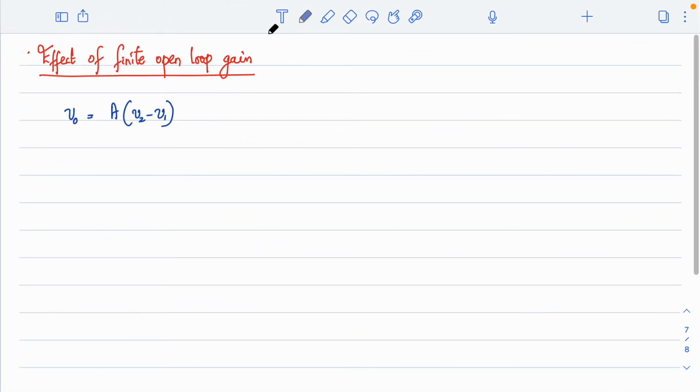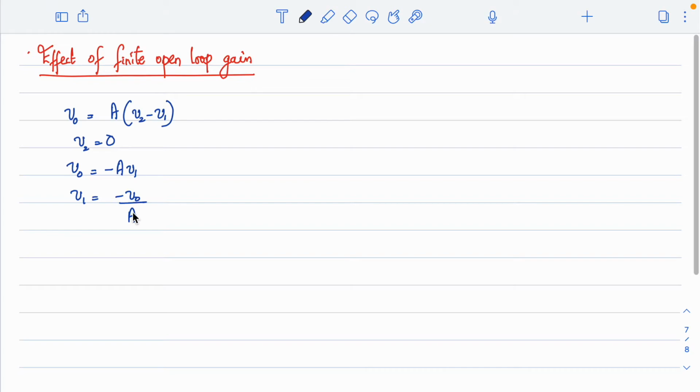V2 is here 0. If V2 is 0, what is V out? V out is equal to minus A into V1, or I can say V1 is equal to minus V0 divided by A. Alright, V1 is minus V0 divided by A.